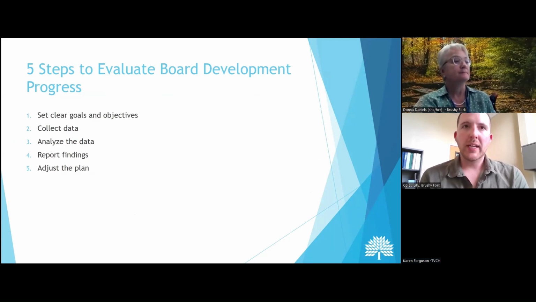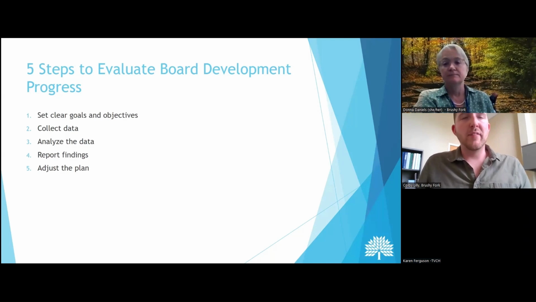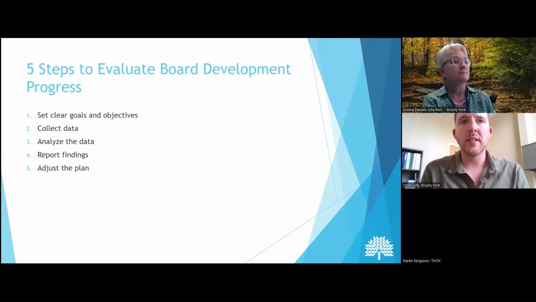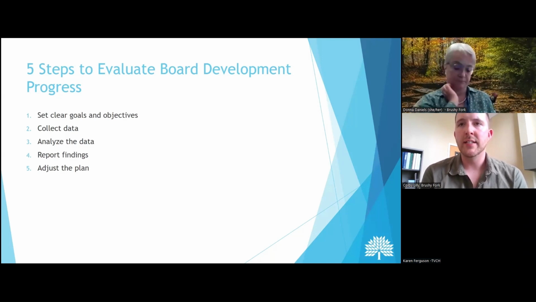Along with developing a board plan and actually having that board plan in place and implementing it, there also needs to be a process for evaluating that board development plan. So in order to ensure continual improvement, the board should include a method for evaluating progress, and here are 5 steps to evaluate that progress. First is to set clear goals and objectives. Define the goals and objectives of your board development plan. These goals should be measurable, achievable, and aligned with the organization's mission.